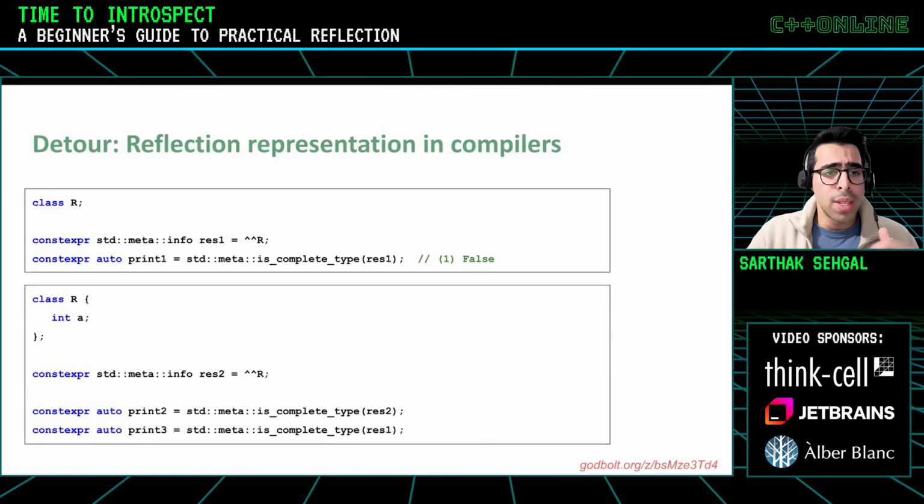Makes sense. But let's say in the next line, I now complete the class. I define the class with an int a, and then I get a new reflection of the class, res2, and then I use this new reflection to check again whether the type is now complete, std::meta::is_complete_type. And then lastly, I'm using the original reflection that I had before, res1, and checking is_complete_type again. Any takers for what this would return? So we know that the first one prints false, but then print2, would it be true or false? And print3, would it be true or false? I'll again wait for a few seconds for people to answer.